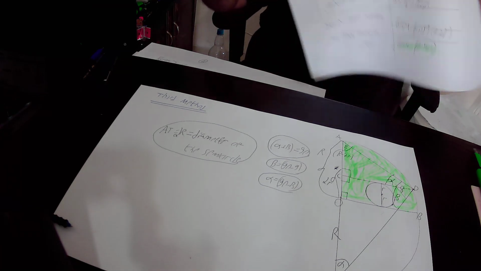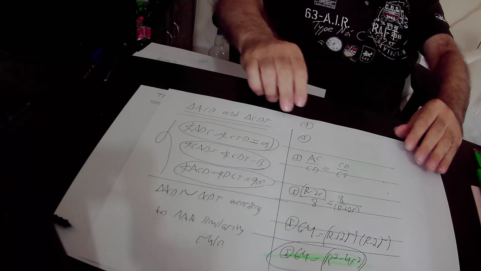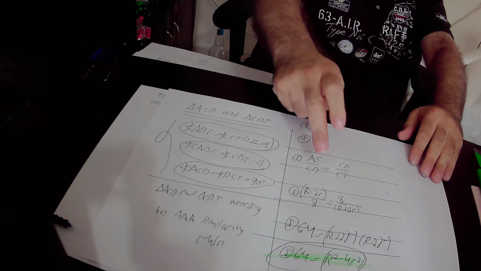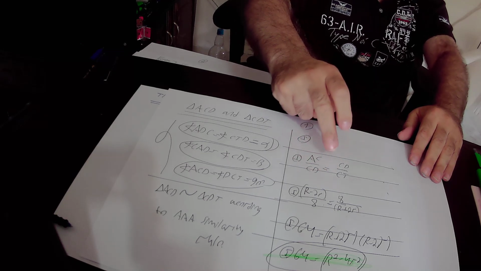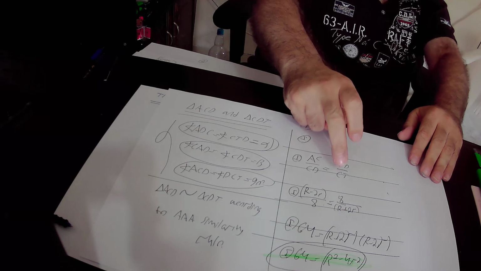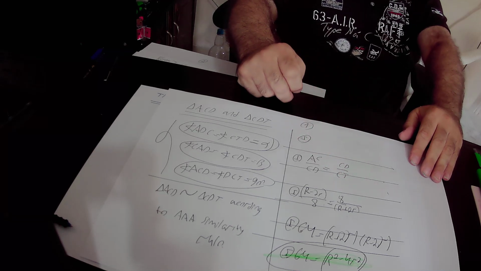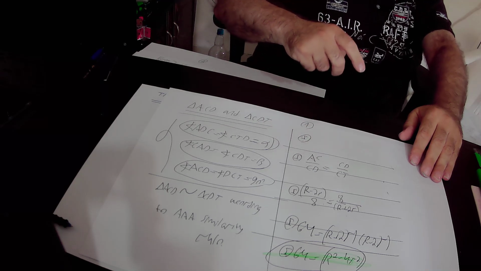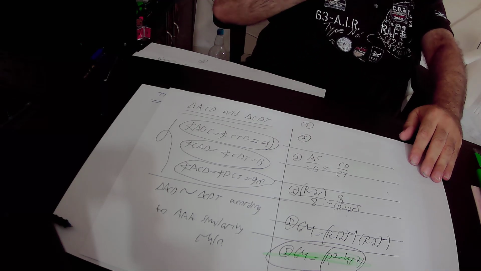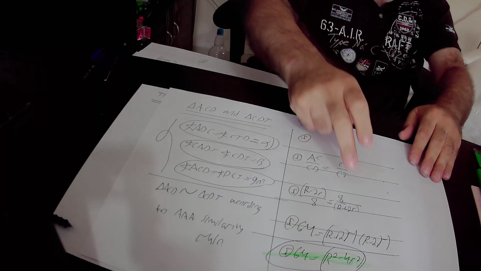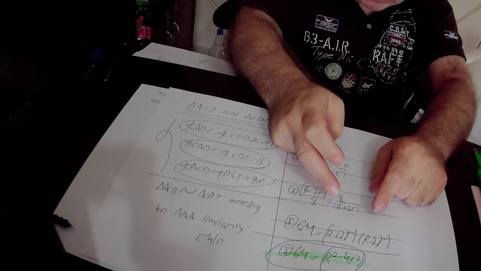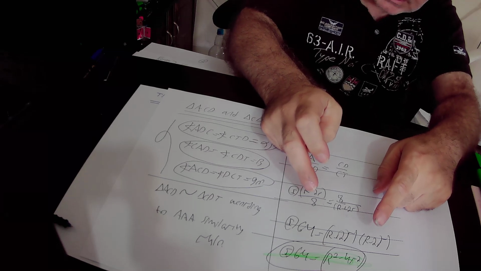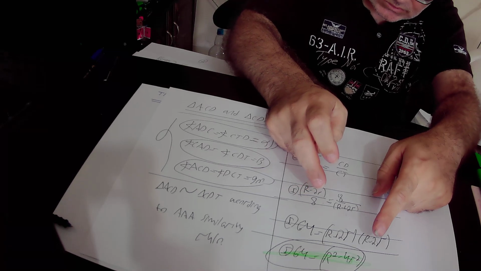AC over CD equals CD over CT. AC is capital R minus 2R, CD is 8, and CT is capital R plus 2R. We multiplied this equation and found out that 64 equals capital R plus 2R times capital R minus 2R. And we have already found out that this expression equals capital R squared minus 4R squared. So in conclusion, we found out that according to equation number 1, 64 equals capital R squared minus 4R squared.